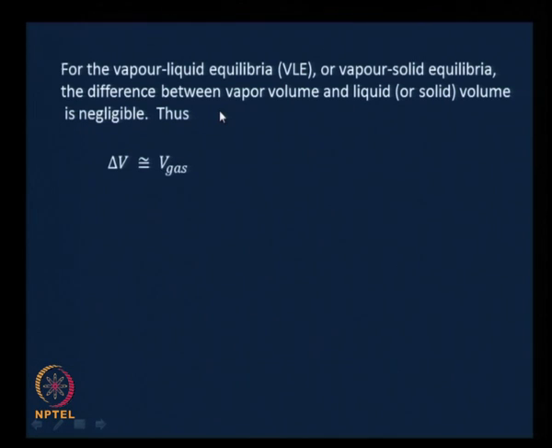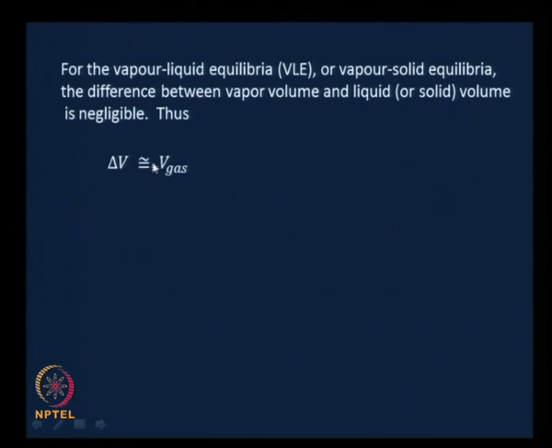And then we brought in this approximation that for vapor-liquid equilibria or vapor-solid equilibria, the liquid volume or the solid volume is negligible compared to the vapor volume. Therefore, the difference between those specific volumes is nothing but equal to the vapor volume itself.